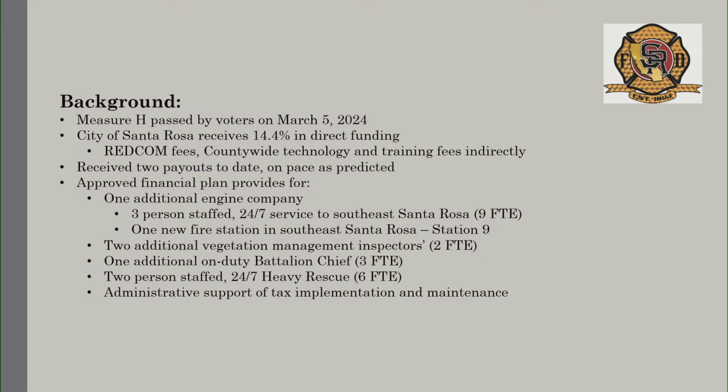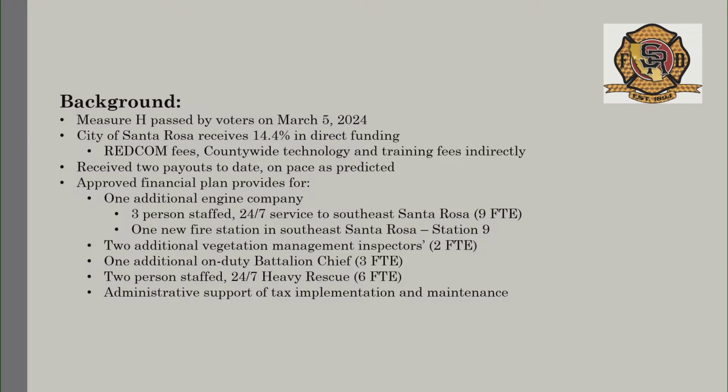Measure H also provides for 2 additional vegetation management inspectors, one additional on-duty battalion chief. We currently have one battalion chief that oversees 14 companies, so their span of control is way too high. So this brings in a second battalion chief, and we'll be splitting the city into a north-south configuration with 2 battalion chiefs.